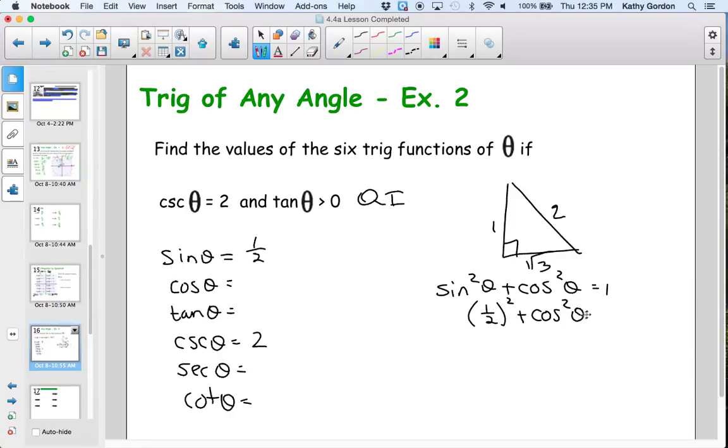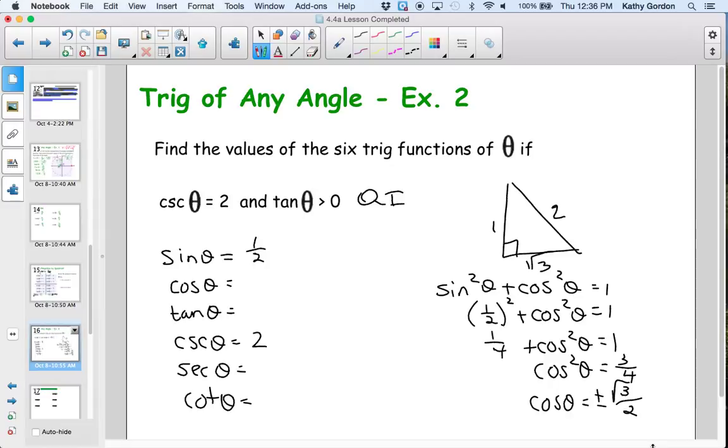So I could put my sine in, say, all right, well that means that 1/2 squared plus whatever cosine squared is going to be has to equal 1. Well, that makes this 1/4. So cosine squared would have to equal 3/4. And then if I take the square root, plus or minus the square root of 3/4, that means square root of 3 over 2. But in the first quadrant, do I want the plus or the minus? Plus. That's another way you could do it.